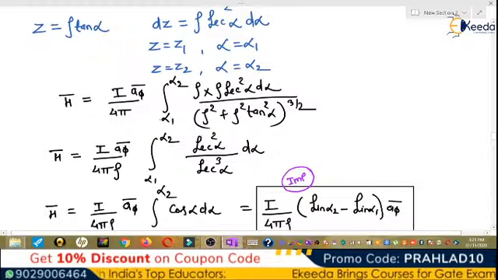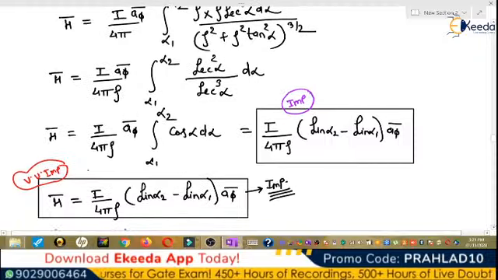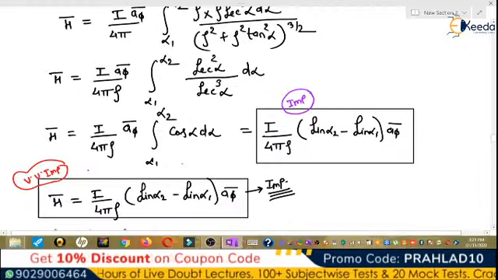So it is I by 4 pi rho a_phi, alpha 1 to alpha 2, sec square alpha upon sec cube alpha. So 1 upon sec alpha is cos alpha. The integration of cos alpha is sin alpha. So the answer for magnetic field intensity is I by 4 pi rho (sin of alpha 2 minus sin of alpha 1), and the direction is a_phi.